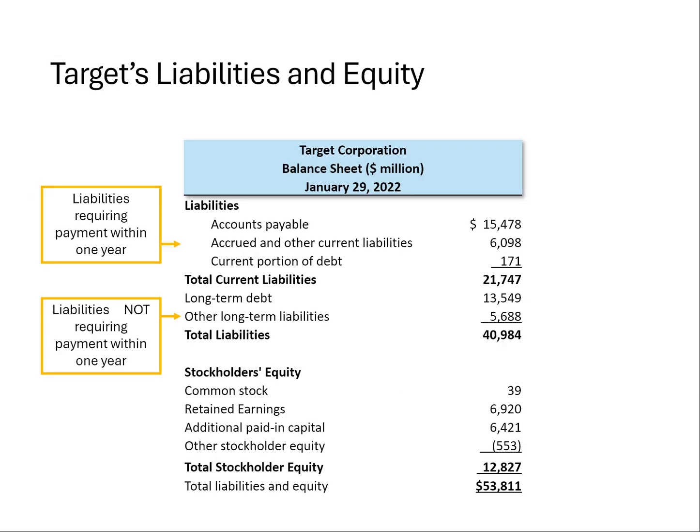And this is how we report liabilities and equities on the balance sheet. Just like assets, we're going to report liabilities first, with current liabilities. Those are liabilities expected to be paid within 1 year. And then long-term liabilities. Okay, so they are reported based on liquidity. And then we have stockholders' equity. Now the total stockholders' equity, this amount will equal the total assets. Right, this amount, $53 billion, will equal the total assets.